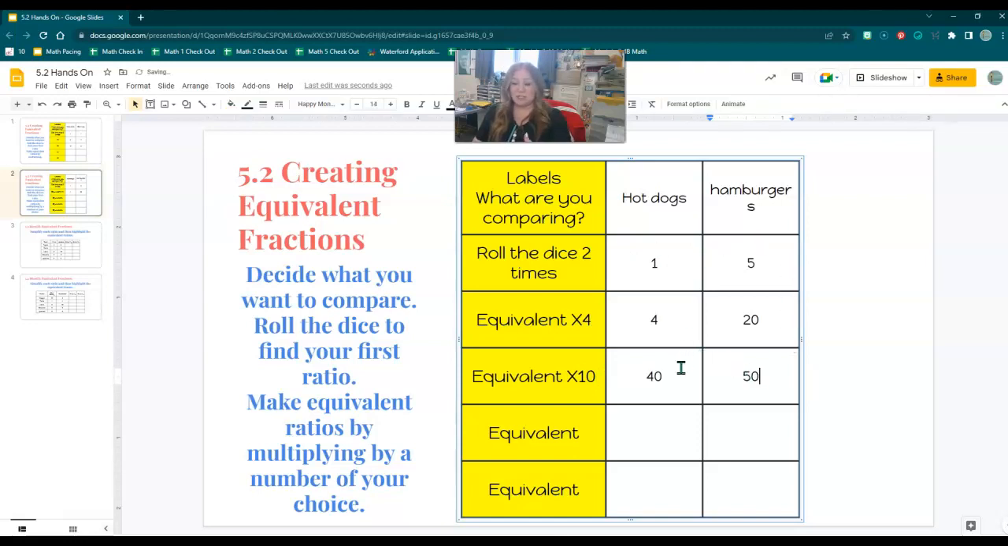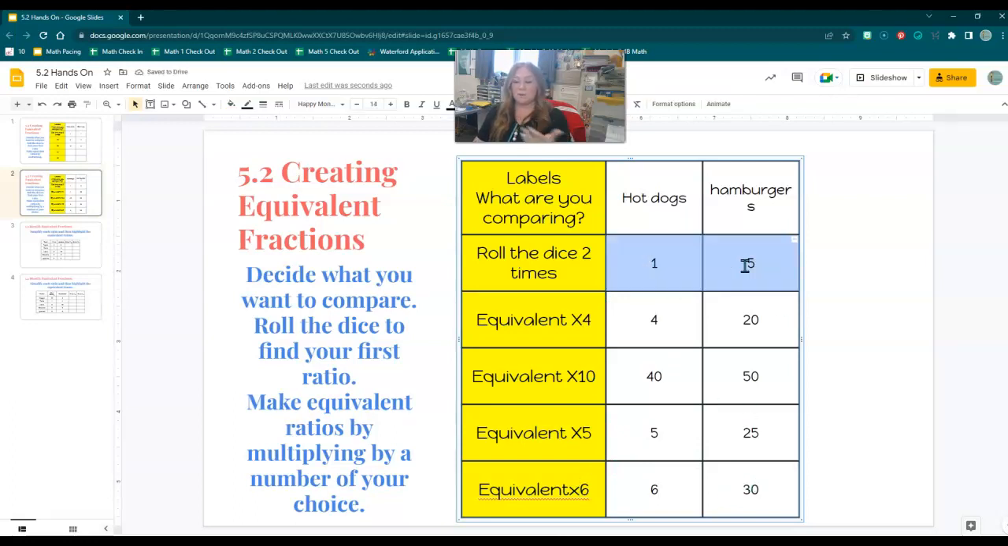So this one you're just getting to choose what you want to multiply by. I'm going to go 5 times 5 times 5. And I'm going to go times 6. Whoops, that was not the times sign. So 1 times 6 is 6. 5 times 6 is 30. So you're just filling that out. So you roll the dice, make equivalent ratios. Remember, these are just fractions. If I simplify 4/20ths, I'm going to end up with 1/5.